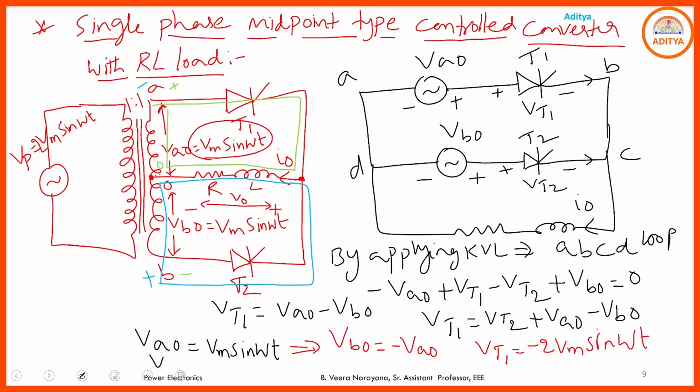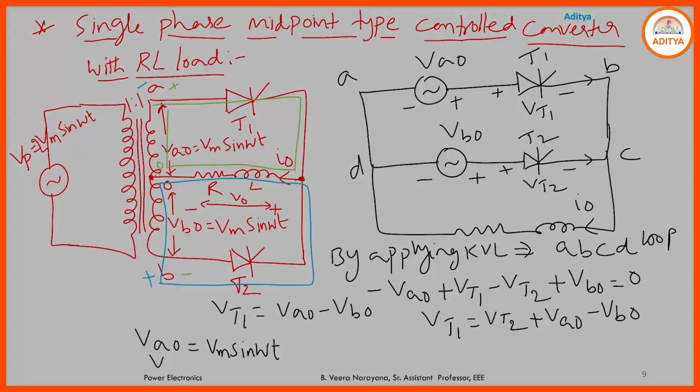To overcome these drawbacks, we go through the bridge type full wave control converters. We already discussed in the classification of the converters that single phase full wave converters are mainly classified into two types, depending on the configuration of the circuit. Those are midpoint type converters and bridge type converters. Now we will go through the bridge type converters.